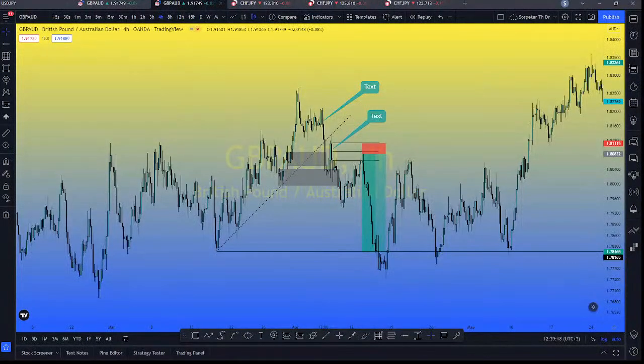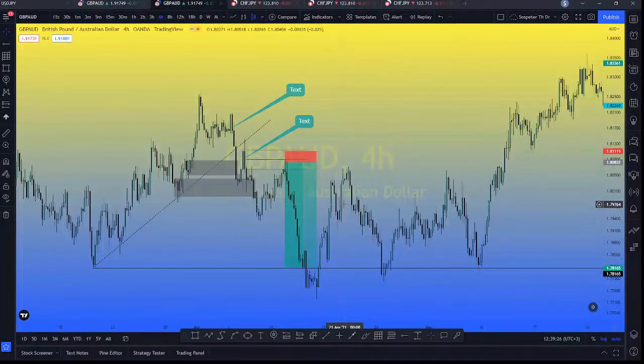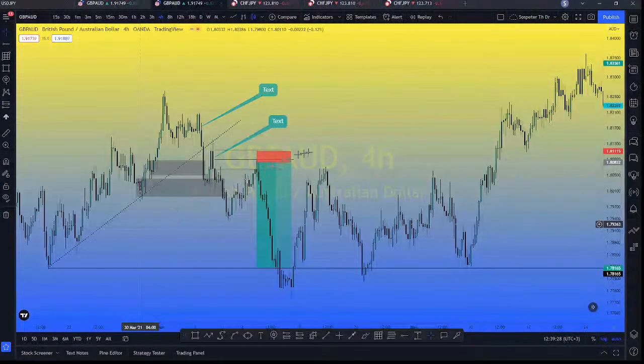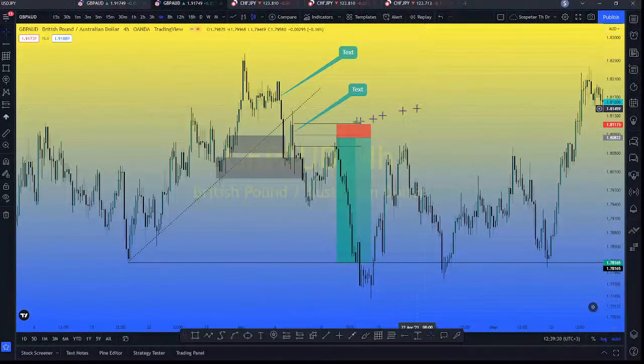Yeah, so guys, it's this simple. Don't complicate things. You first identify first demand, second demand, first supply, second supply. The entry is based on the 50% of the second supply, which is responsible for pushing the price below the second demand zone.